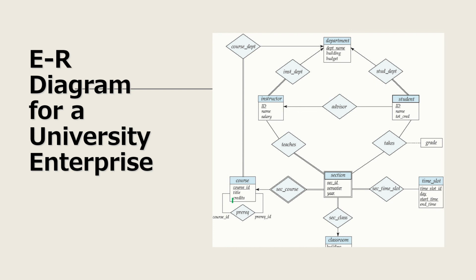present in a university enterprise. So first you try to draw them, and after that you try to identify each and every attribute of each entity set. For example, if you are taking department, the department has the attributes department name, building and budget. And if you are taking student, as we said, ID, name and total credit. And instructor and course have their own attributes. So that will be your next step.